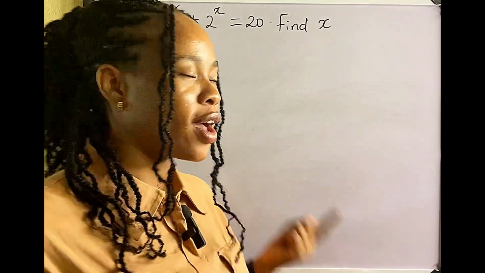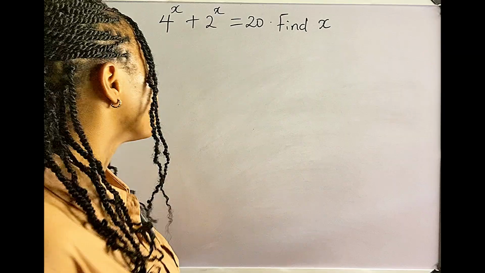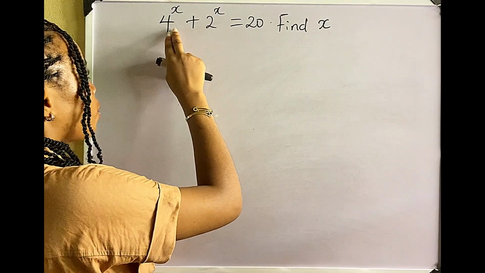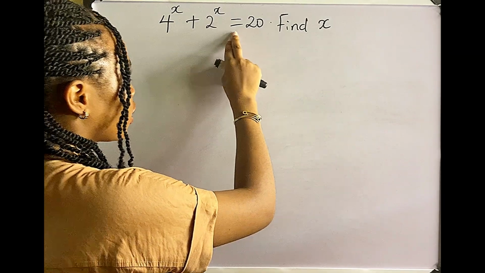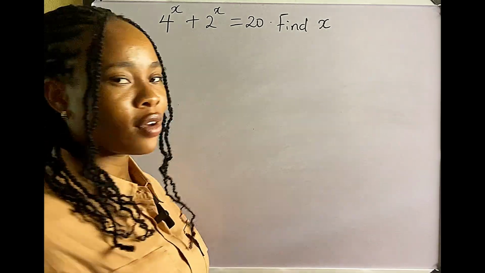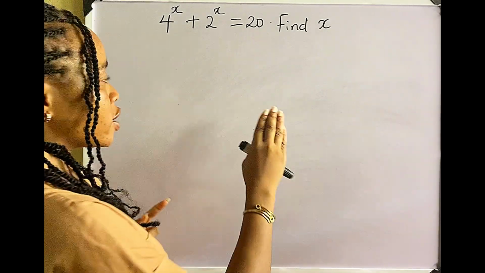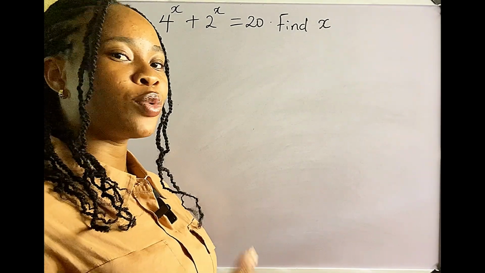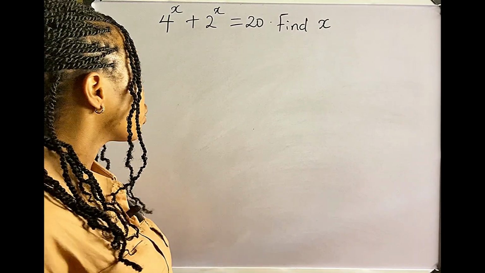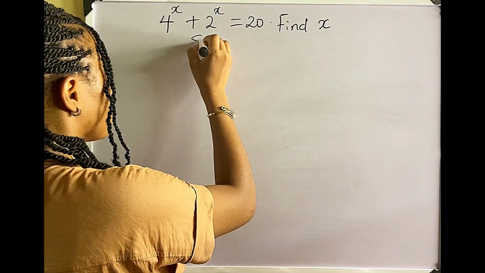So today we have a question on the board. We have 4^x + 2^x = 20. We have to find the value of x. Now this is an exponential equation. Now how do we go about this? So I'll be walking you through the steps. Now solution.